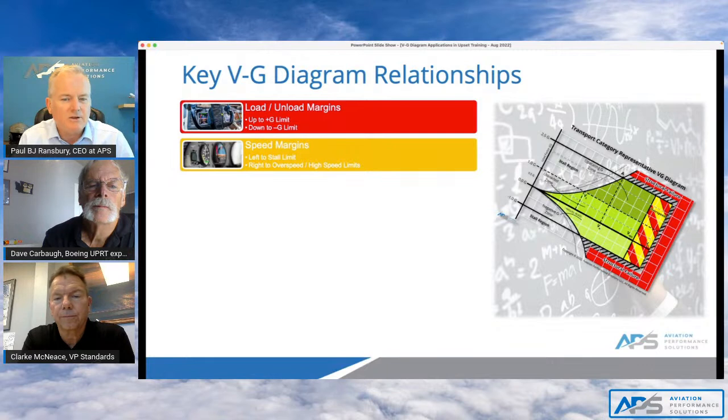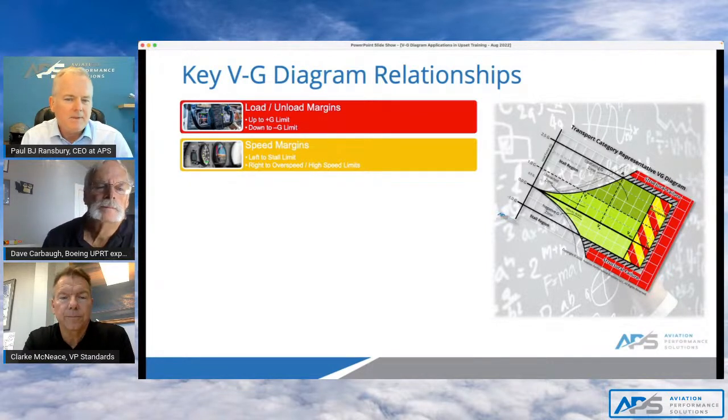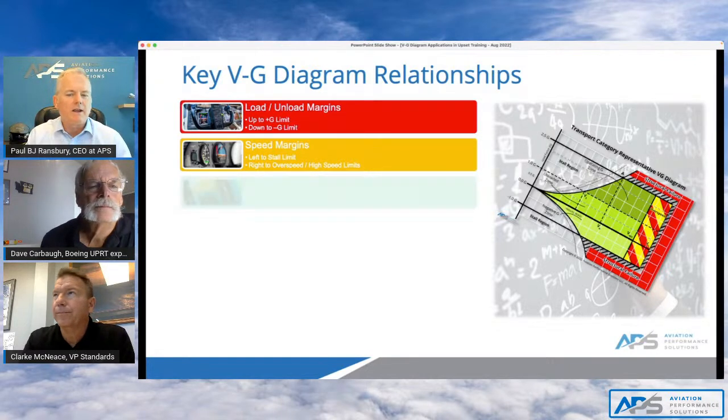Speed margins left and right. We move left to the stall, as we've demonstrated already. We can also move all the way to the right for overspeed or high speed limits of the airplane. So the diagram represents, guess what, what we've talked about, the labels. Remember, it's a VG diagram. So yes, it gives you the margins and safety limits on load and unload, and speeds left and right at the stall and high speed.